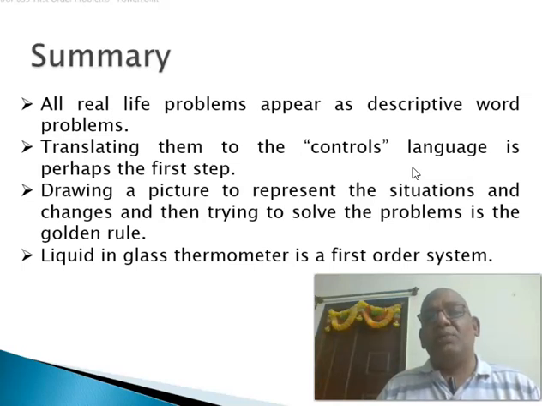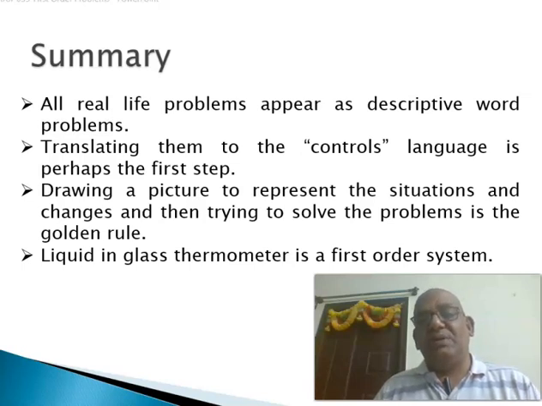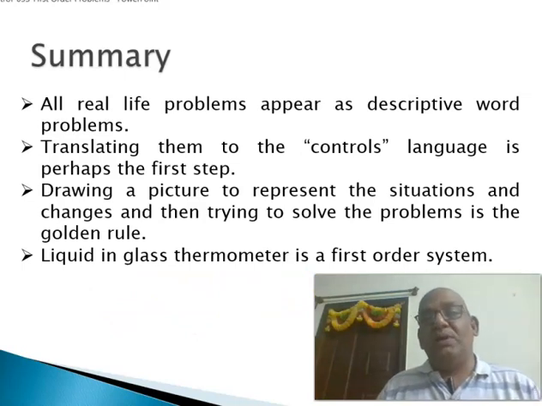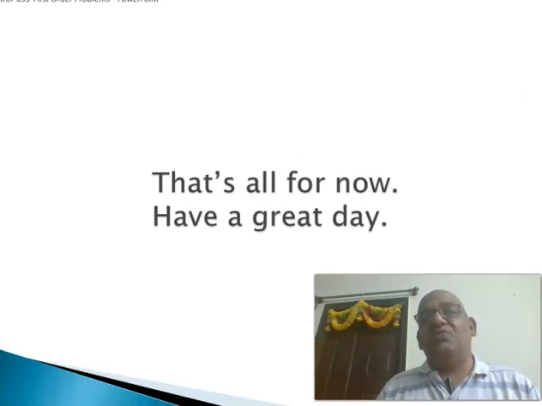That kind of picture really helps a lot to relate the mathematics and the physics going on in the problem. And we have seen that a liquid in glass thermometer is a first order system, and we can compute the time constant of the first order system by conducting a little experiment. That little experiment will give us the time constant of the system when we apply what we learned in time response analysis. I think that's all we have for now.